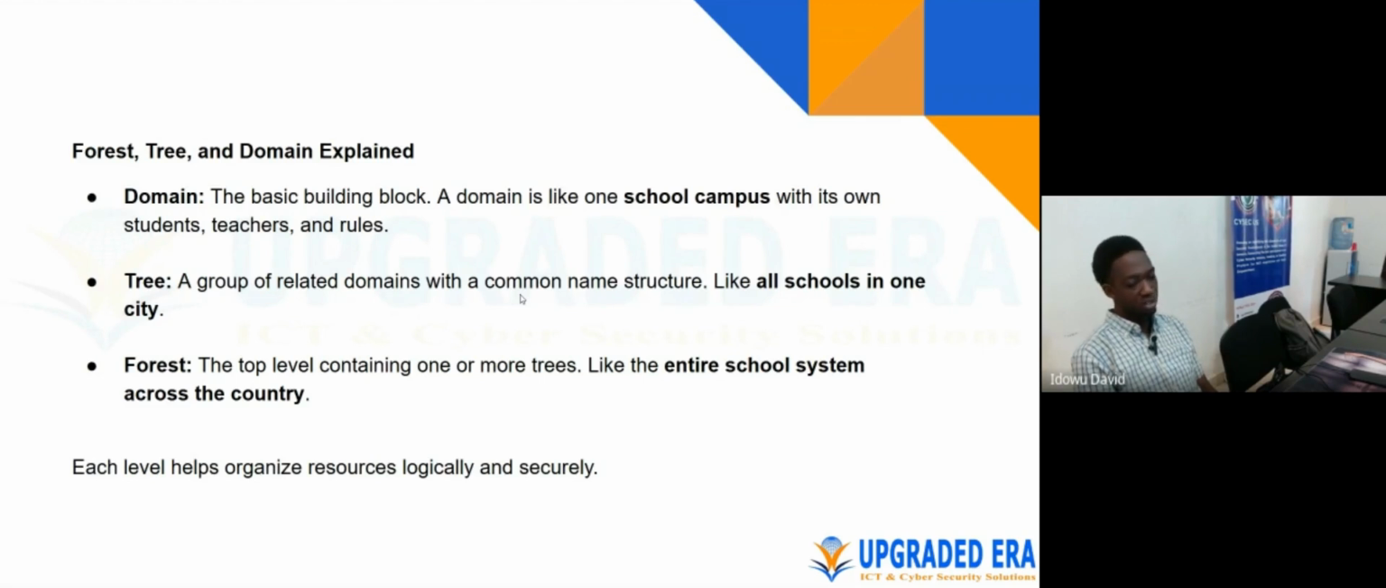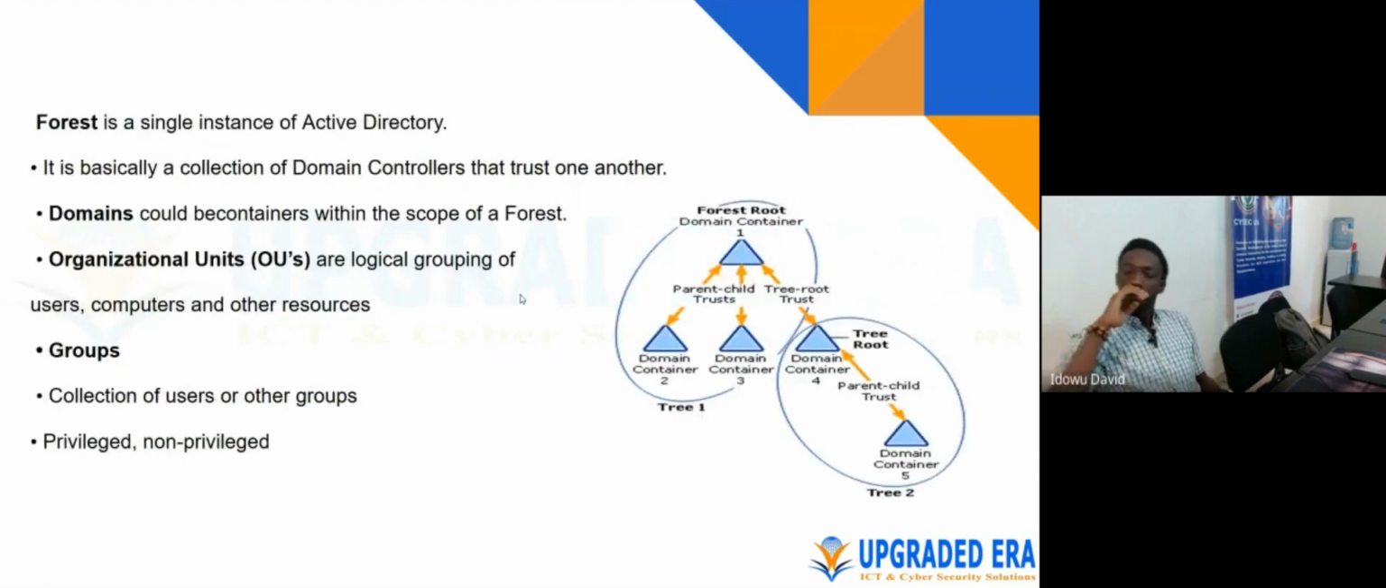Now, what is a forest? The forest is the top level containing one or more trees, like the entire school system across the country. So each level helps to organize resources logically and securely. Now, we have here that a forest is a single instance of an Active Directory. It is basically a collection of domain controllers that trust one another. Now, a domain controller is more or less an administrator in a domain, hence the name domain controller.